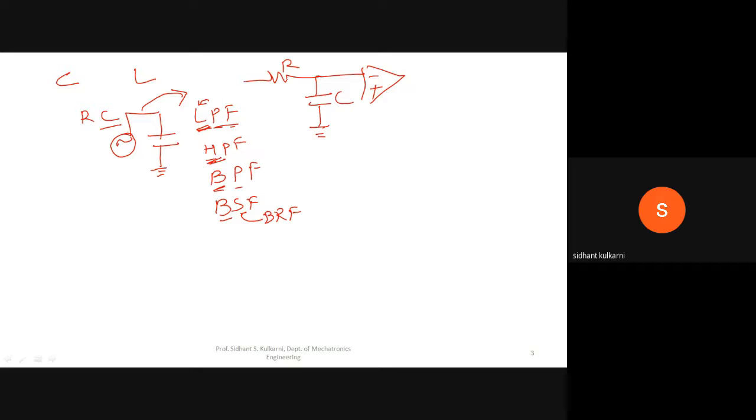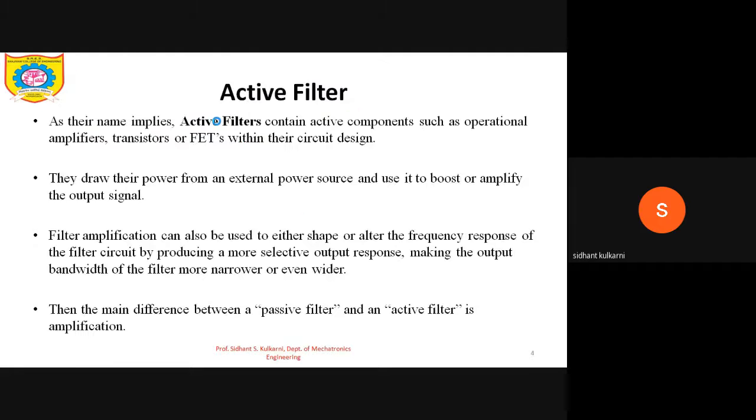And why is it called first order? Just one R and one C is used. If I use one more C here and one more R here, it will be a two stage RC low pass filter. Okay, so for our syllabus, we are going to talk only about a single stage or one stage active low pass filter.